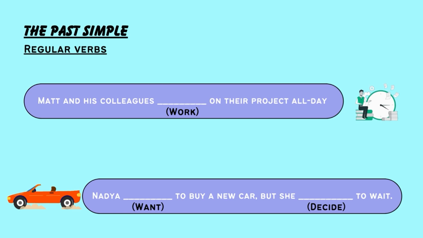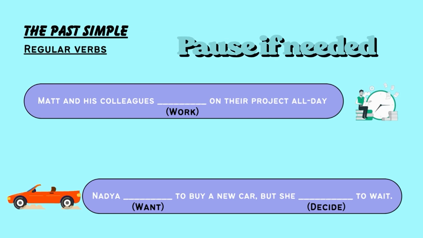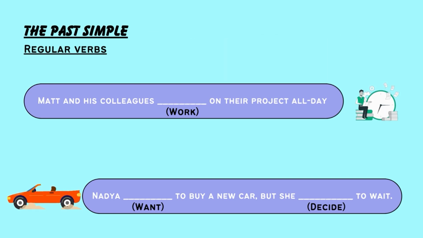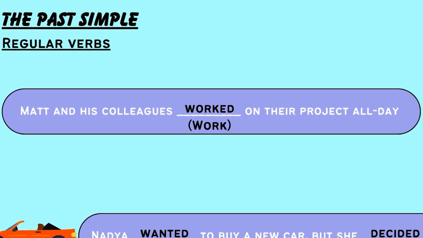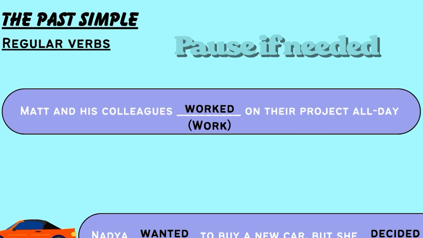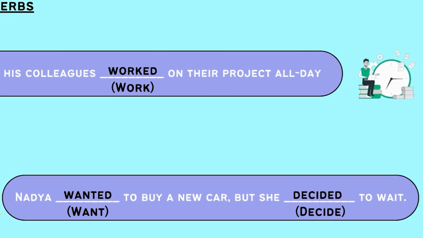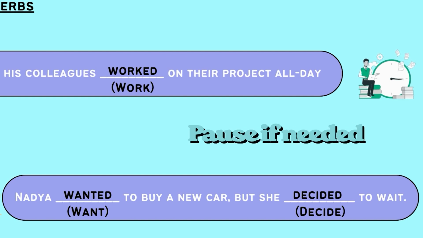Now that that's cleared up, I have a bit of practice for you. Here are two sentences. As you can see, we're missing the verb. I'll give you a couple of seconds. I want you to complete the sentences using the verb in its correct form. Well, how'd you do? Let's check our answers. I'll read the sentence and I want you to repeat after me just for pronunciation practice. Matt and his colleagues worked on their project all day. Nadia wanted to buy a new car, but she decided to wait.